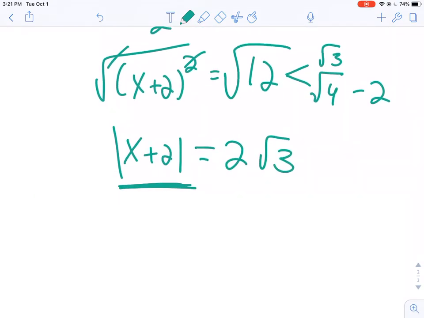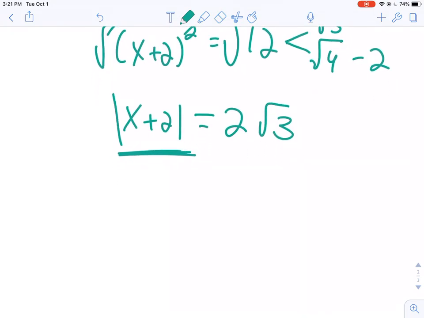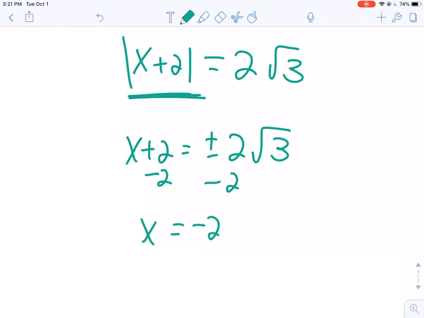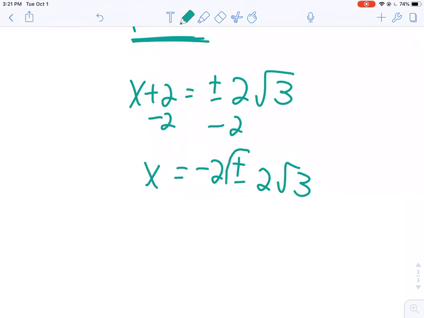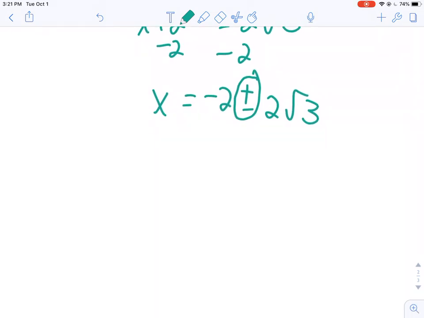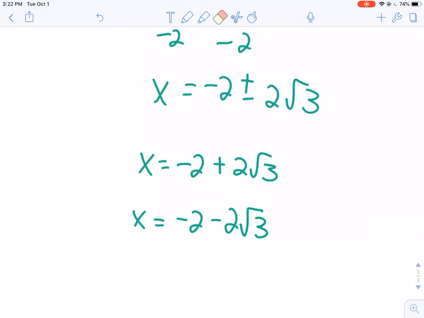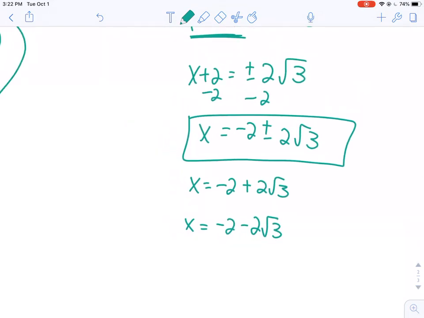Earlier when we had absolute values equal something, I made you split it up. I'm not going to make you split it up anymore. Now we can just say x plus 2 equals plus or minus 2 radical 3. And then to finish this, we just subtract 2. So that's x equals negative 2 plus or minus 2 radical 3. And that's two solutions because of this sign right here. So one solution would be negative 2 plus 2 radical 3. The other solution would be negative 2 minus 2 radical 3. So that's where we get the two solutions from the plus or minus sign. So then that would be our final answer.